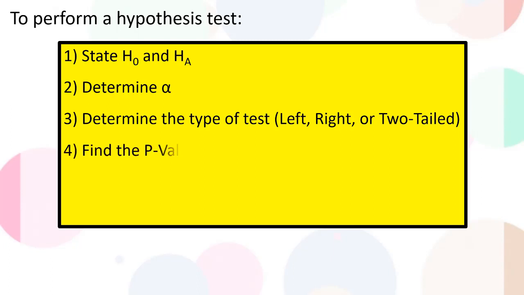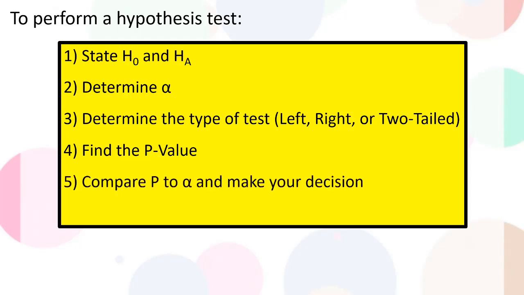You'll find a p-value. Remember that the p-value is the probability of obtaining a sample statistic with a value at least as extreme as the one obtained from the data. Then you'll do a comparison. You'll compare p to alpha to make your decision, where you either reject H0 or you fail to reject H0, and then you'll have to interpret your results.